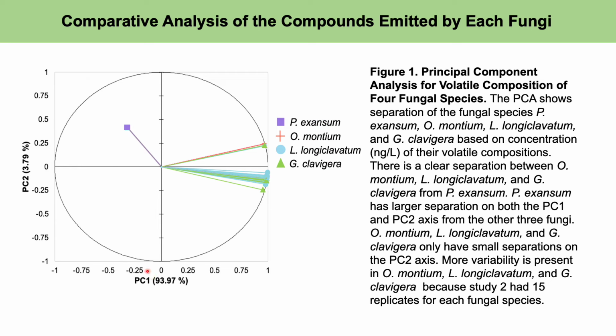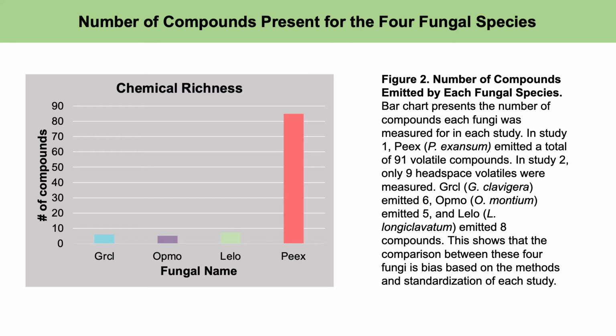But as you can see, the P. expansum has the largest difference in PC1 and PC2 axes, and this essentially means it's the most different in the concentrations of the volatiles that these fungi emit. However, based on this figure, we cannot make a conclusion due to the bias that will be shown in the next slide, but the bias in the standardizations and methods that both these papers use make a conclusion not available.